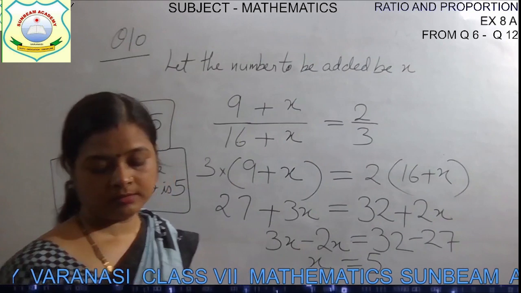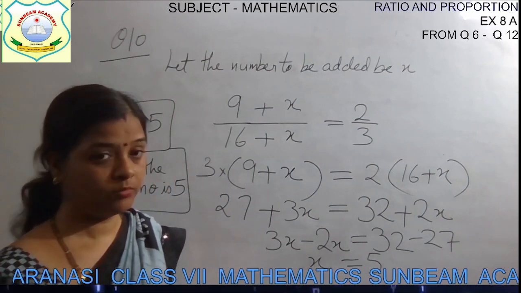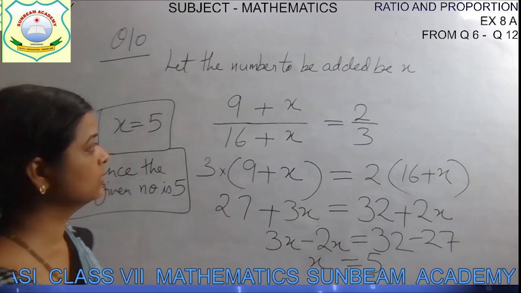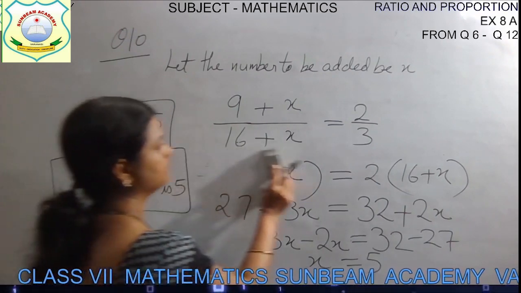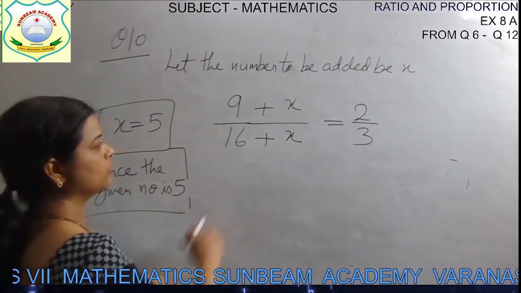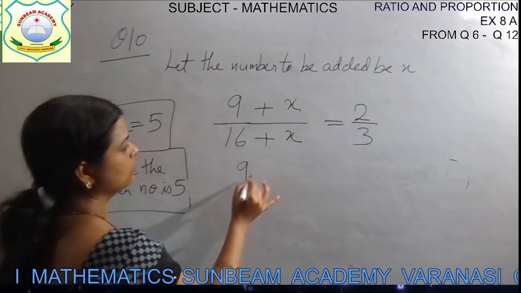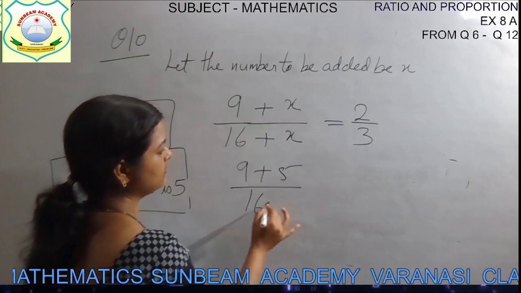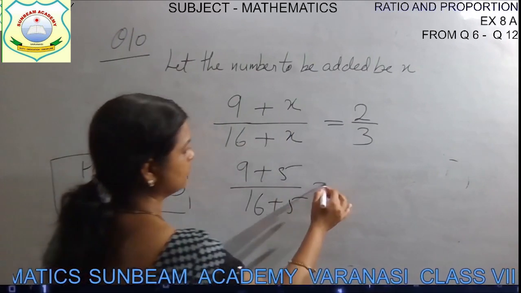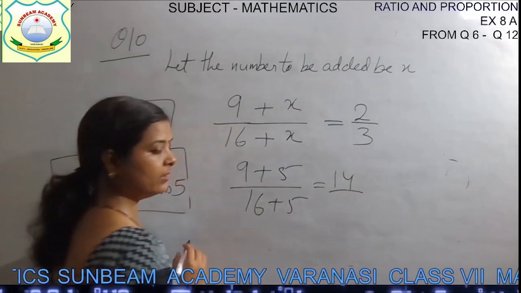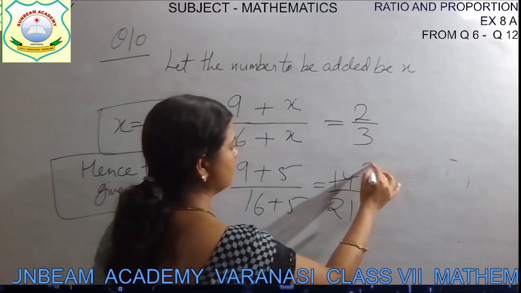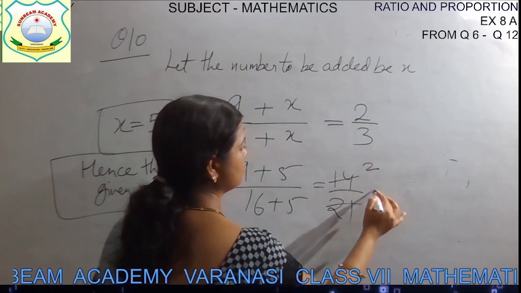Children, let's see. The value of x is 5, and what will be the final output after substituting the value of it? So this was my equation. Put the value of x as 5. So 9 plus 5 upon 16 plus 5. 9 plus 5 will be how much? 14. And 16 plus 5 will be how much? 21. And when you simplify this, 7 2s are 14 and 7 3s are 21. 2 by 3.